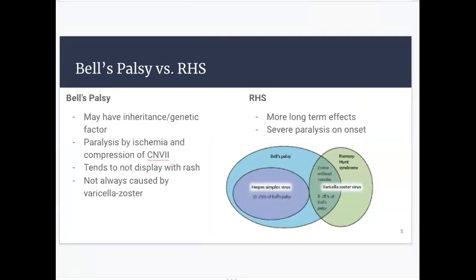In my research, I found a lot of controversy over Bell's palsy and RHS. However, I want to make it perfectly clear that these two are not synonymous and cannot be used interchangeably. Bell's palsy is significantly associated with the herpes simplex virus, as you can see illustrated by the Venn diagram in the bottom right corner. Bell's palsy may also have a genetic factor correlated with it, and is often caused by a restriction of blood flow or compression to the facial nerve. And it doesn't usually show with a rash, whereas RHS has long-term effects generally, and the paralysis is severe on onset in most cases.